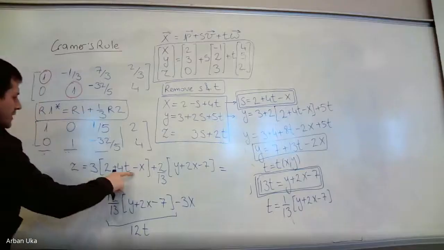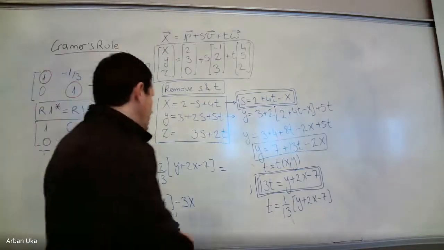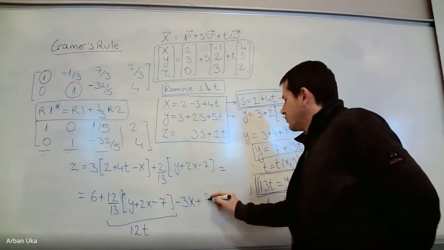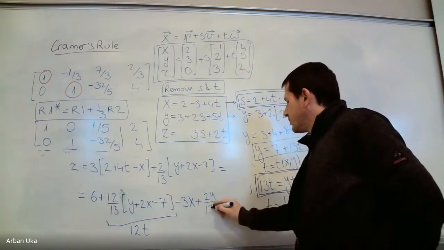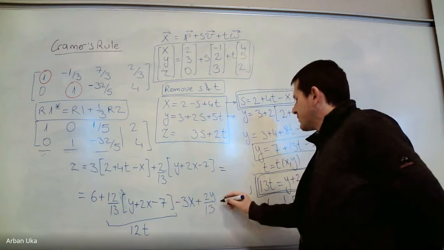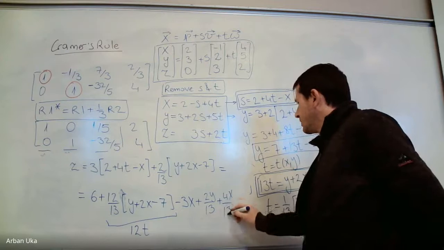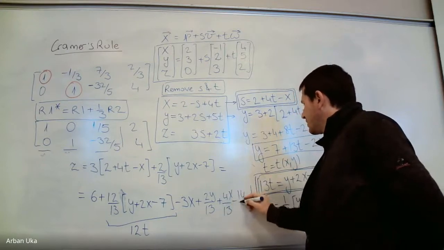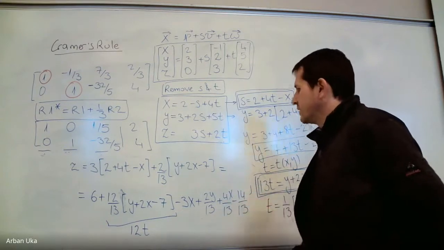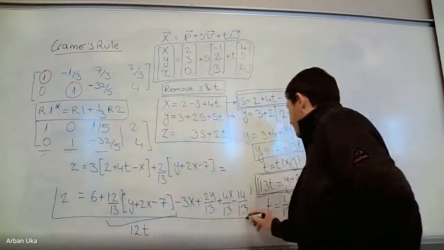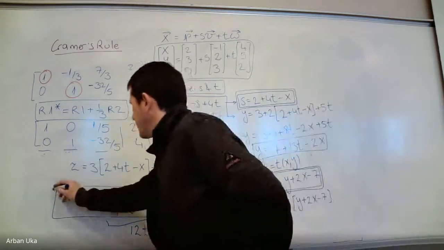Yes. Okay, minus 3x, and then we continue again, plus 2y over 13, plus 4x over 13, minus 14 over 13, okay? So this is the solution.